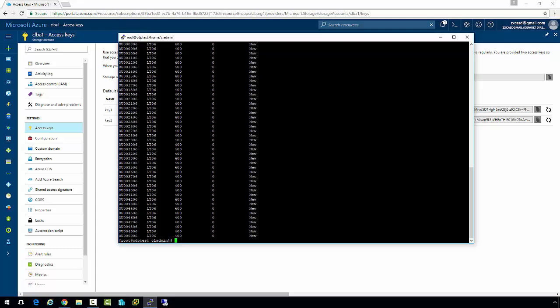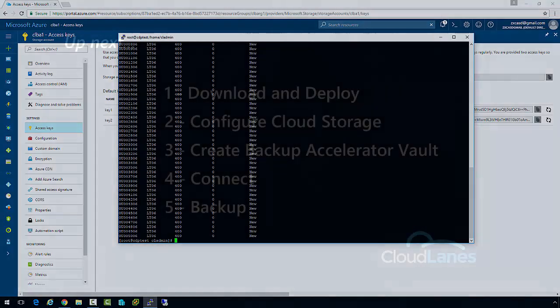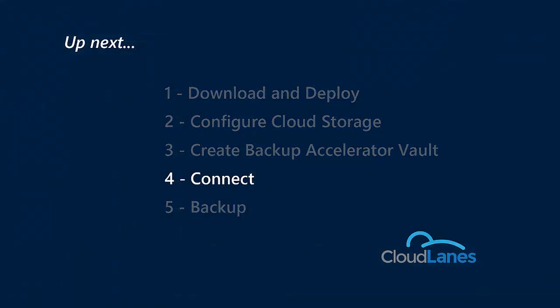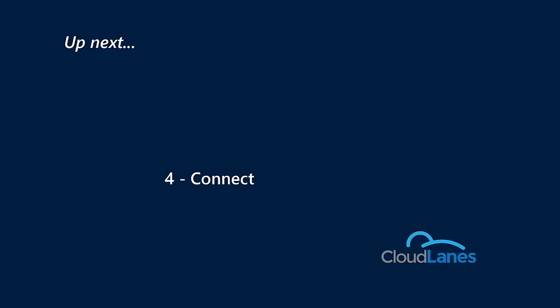We downloaded the appropriate image. We deployed that image with the appropriate parameters of CPU and RAM. We added an additional data disk to be used for the CloudLanes landing zone. We created a cloud storage account, in this case with Microsoft Azure. We configured the CloudLanes software with that account, and using that, we then created a vault of virtual tapes. The next step will be to connect our Windows server running our backup software to the virtual tape library with the iSCSI initiator.